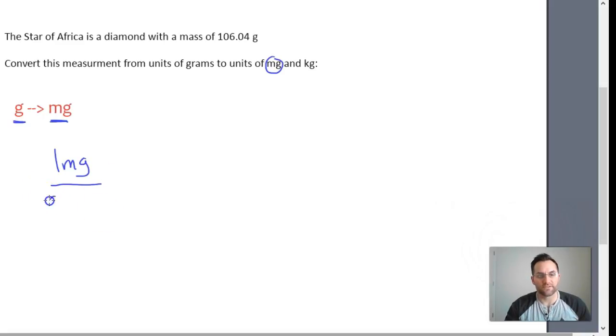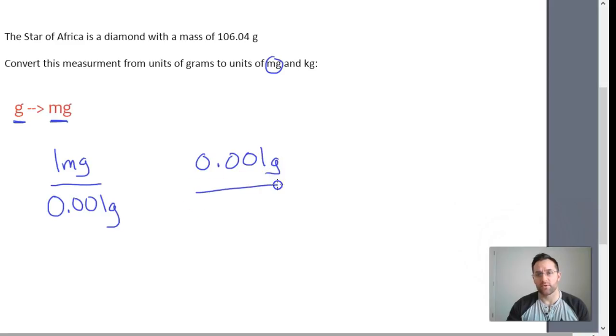Well, the answer is there's 0.001 grams per 1 milligram. So we have a relationship. So we could write it this way, or we could say also that there's 0.001 grams per 1 milligram. Either way is true. Both are true statements. But what we're looking for is milligrams. We already have grams, so we want the numerator to be in milligrams, because the numerator is what we have.